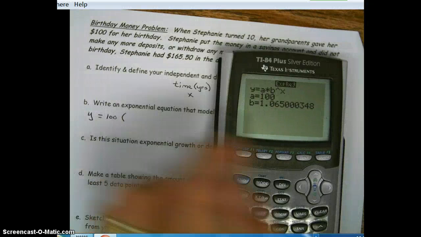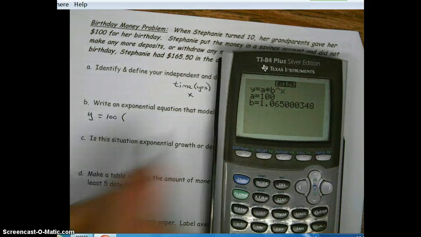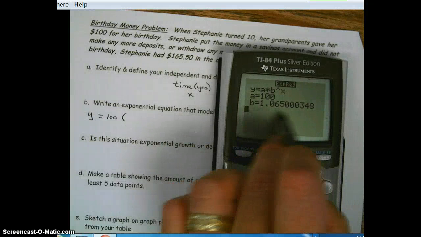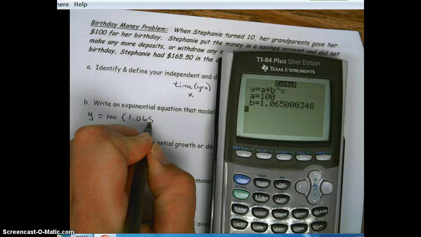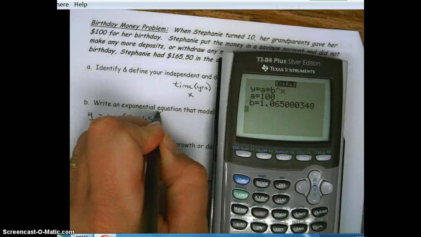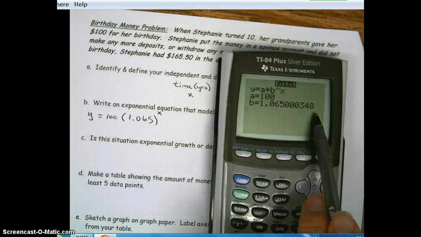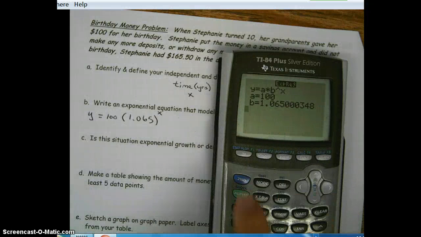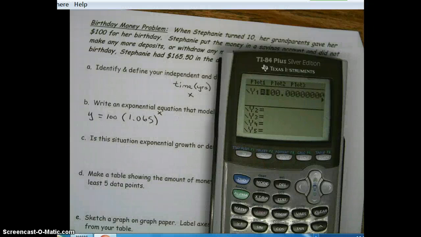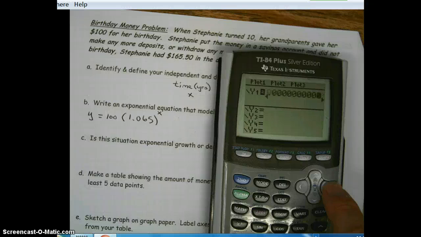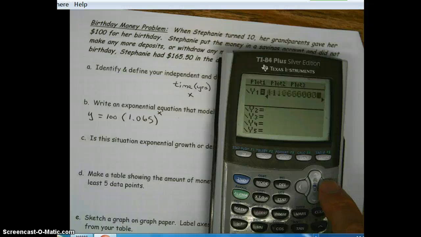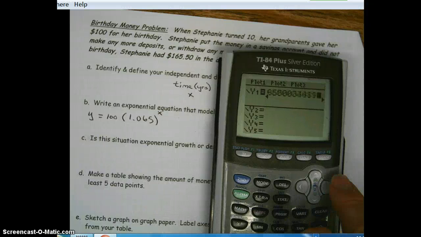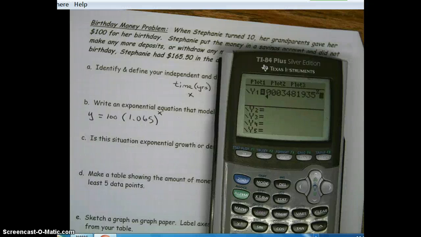I'm going to go ahead and round this here. 1.065 looks like a good number. We're going to get a better calculation if we use all the decimals. That's why I stored it in y equals, so watch what happens when I go to y equals. It's all there. I don't know why they put all these zeros here, but I guess the calculator does that. Anyway, puts all the decimals in here, gives you a more accurate answer. Okay?